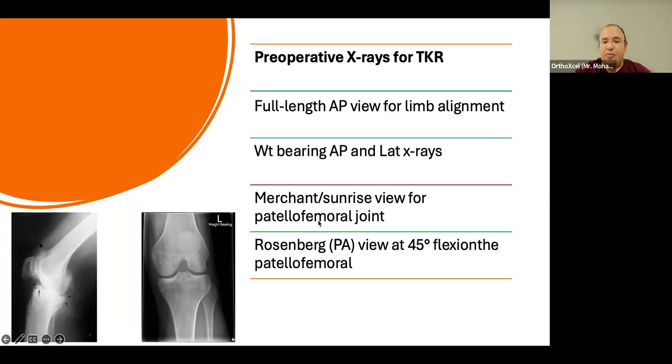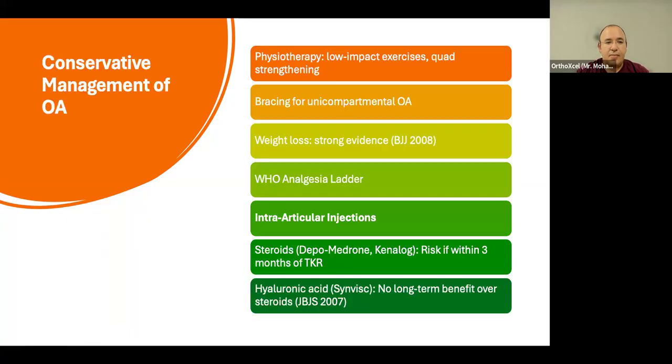And again, most importantly, you have to have a Rosenberg view at 45 degrees. So you have a posterior anterior view for the patient, weight bearing and at 45 degree flexion. And this is one of the most sensitive views, which can give you an idea about the joint space. So if there is a subtle arthritis, you can easily spot it from the Rosenberg view. Rosenberg view is the most sensitive to catch any tightness in the joint space or narrowing of the joint space.